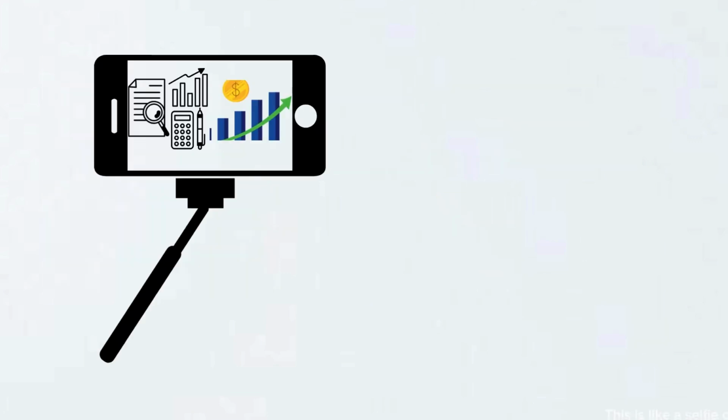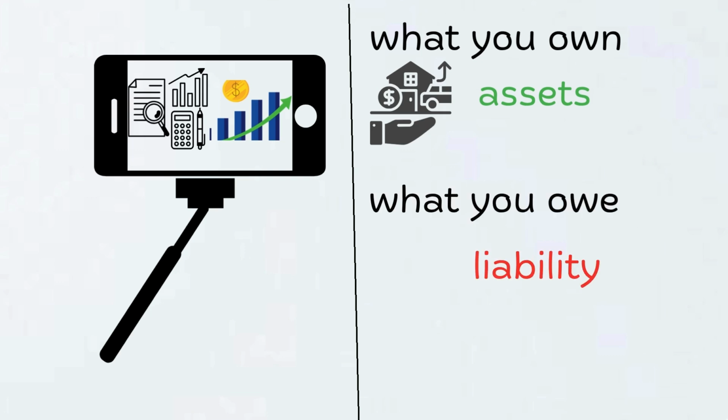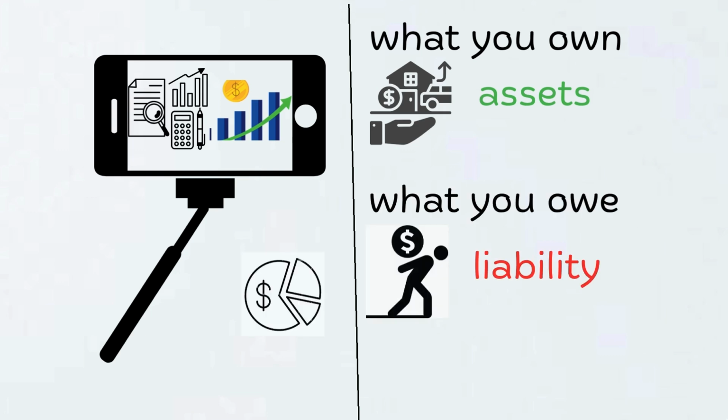8. Balance sheet. This is like a selfie of your company's financial position on a particular day. It shows what you own, assets, what you owe, liabilities, and what's left for owners, equity.